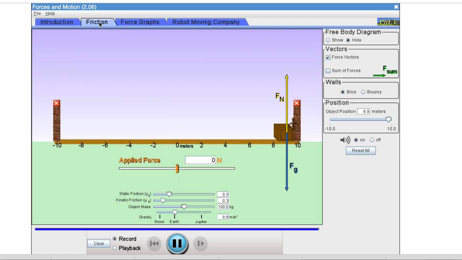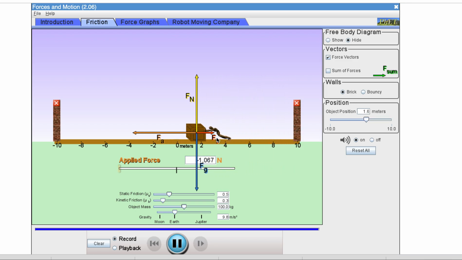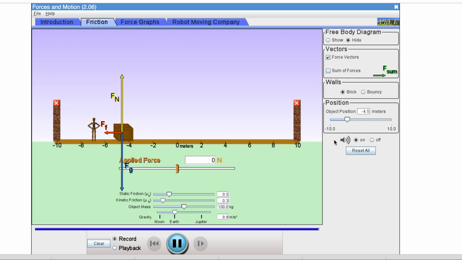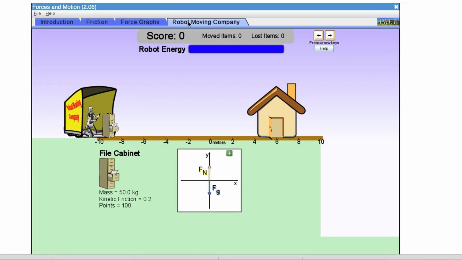Try one here with different amounts of friction, where again I'm just pushing on it, and you can see the free body diagram. You can get used to pushing these things around. It just helps you to kind of picture the forces that are working on something. This one is kind of fun. It's the Robot Moving Company. You've got your robot here, and you're using the left and right arrows. They give you the little indicator up in the upper right hand corner.